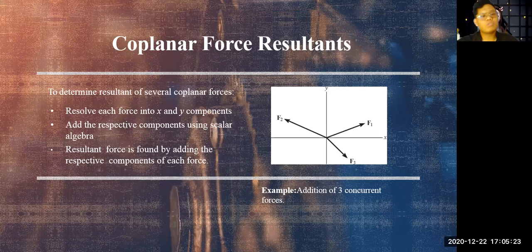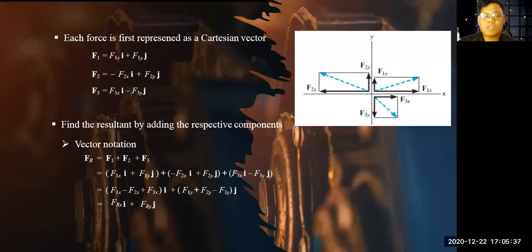Coplanar force resultant. Resolve each force into x and y components, using scalar algebra for the respective components. The resultant force is found by adding the respective components of each force. So this is the question: what is meant by each force being represented as a Cartesian vector? You can split F1 into the x-axis and y-axis, so F1 = F1x i + F1y j. What are i and j? i represents the x-axis and j represents the y-axis. It's the same for F2 and F3.